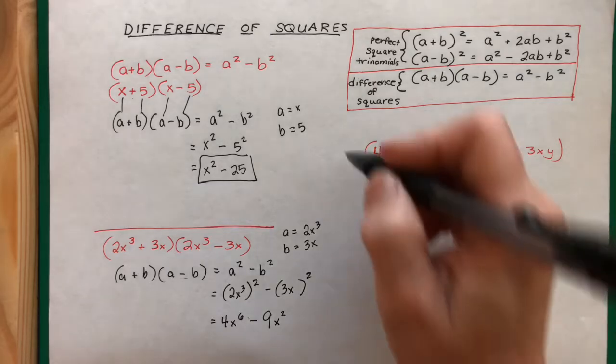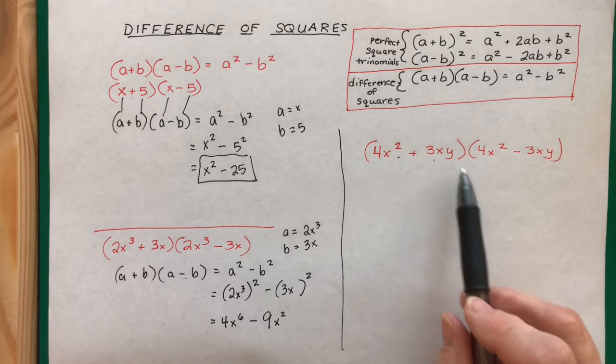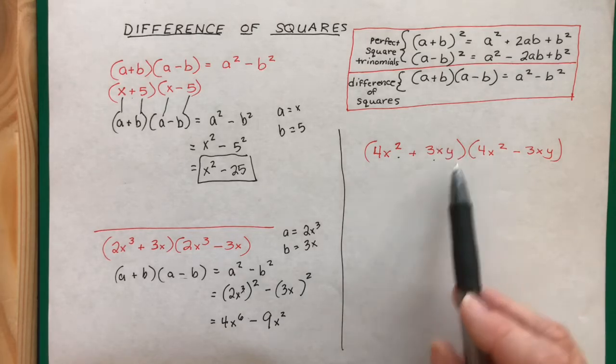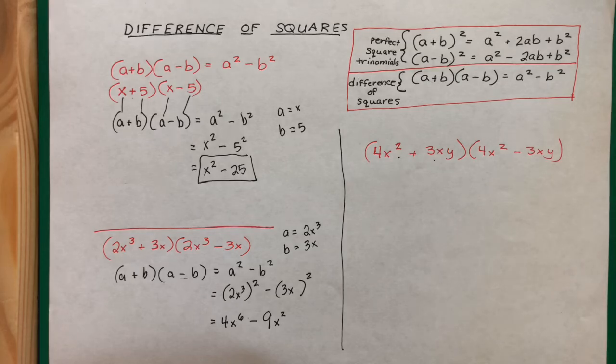You try one yourself. Try this one over here. 4x squared plus 3xy, that times the quantity of 4x squared minus 3xy. Pause the video, try to solve it, and then turn it back on when you're ready to check. Okay, let's see how you did.